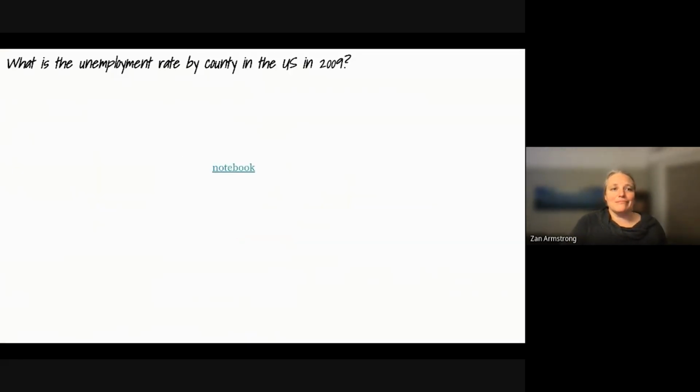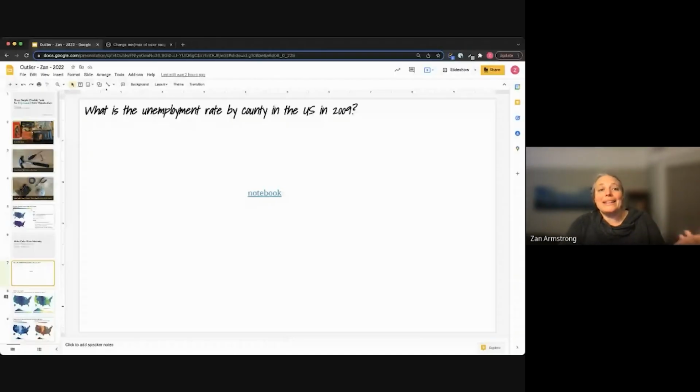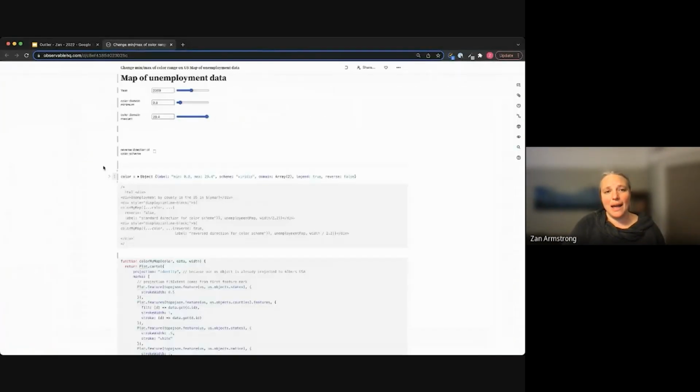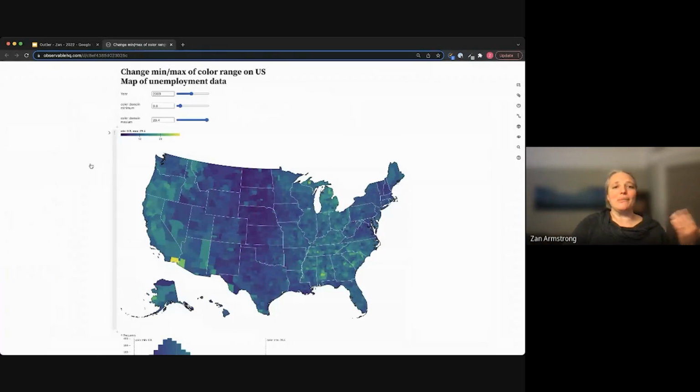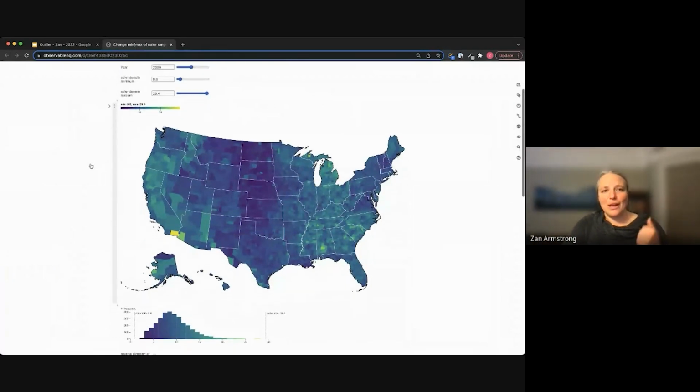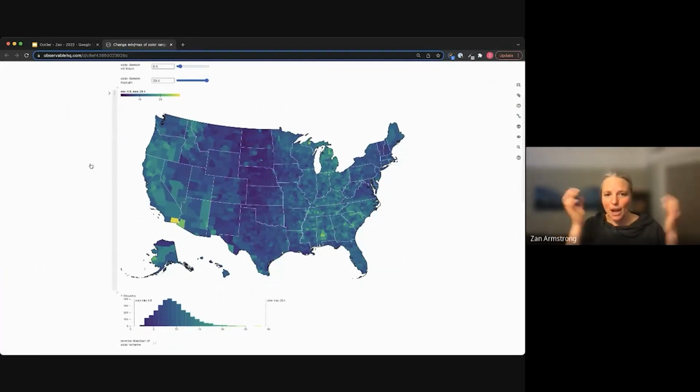Let's start by taking a look at, when I answer the question, what is the unemployment rate by county in the US? And we'll do what anybody would do. We'll make a map. The year is 2009. We're going to color the map based on the min and max in the entire data set. And we've got a map. Here we go. And a histogram.